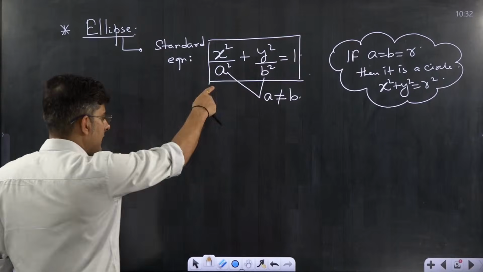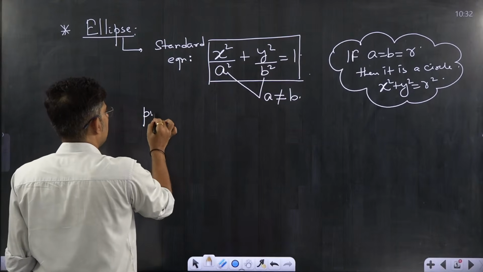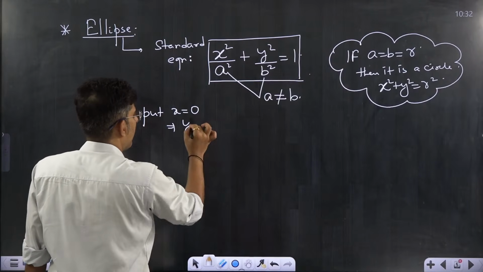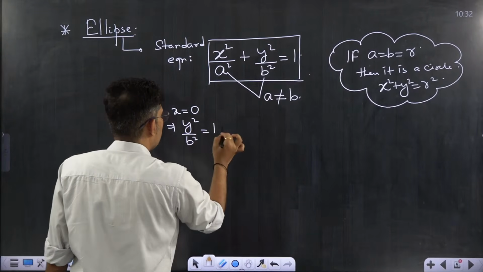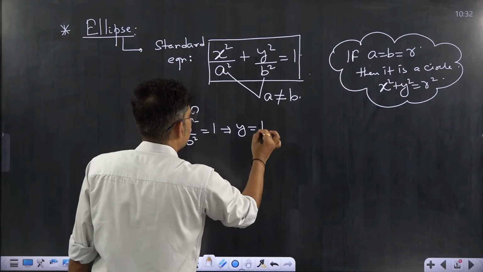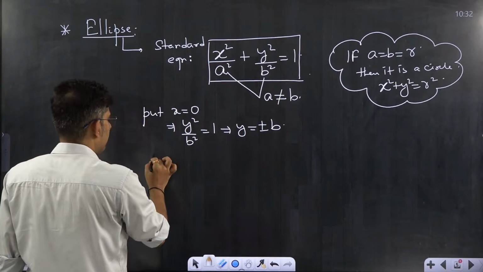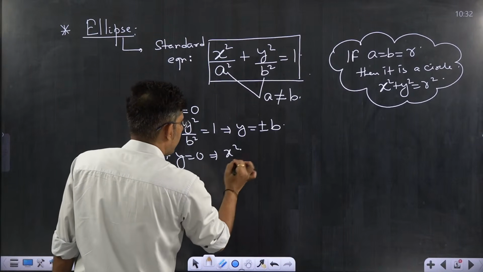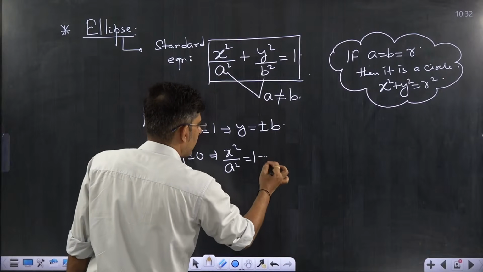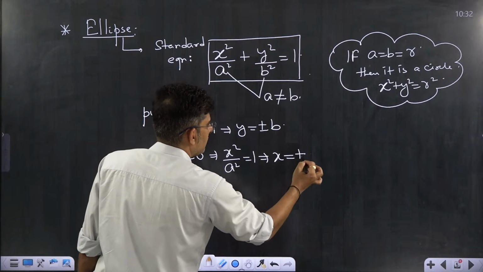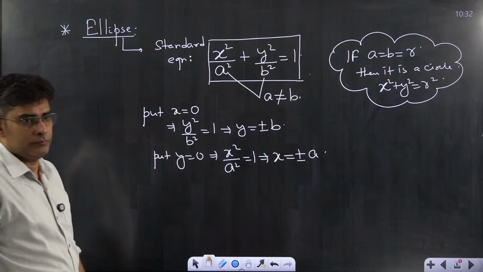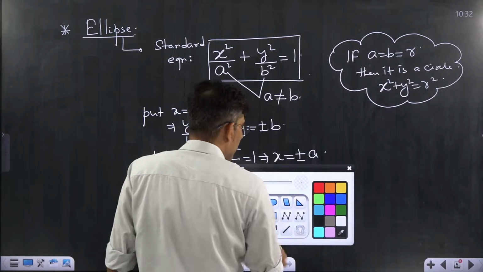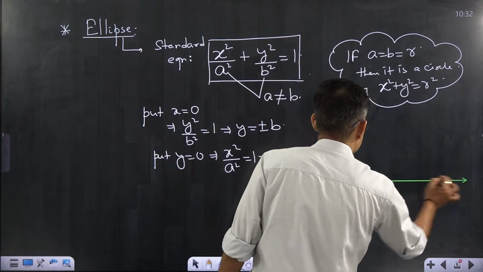Now if you see here, again I know how to trace. Put x is 0. If you put x is 0, y square by b square will become 1. That means y will become plus minus b. And if you put y equals 0, you will get x square by a square is 1. So if you take the square root, x will become plus minus a. So in this case, how does this ellipse look like?